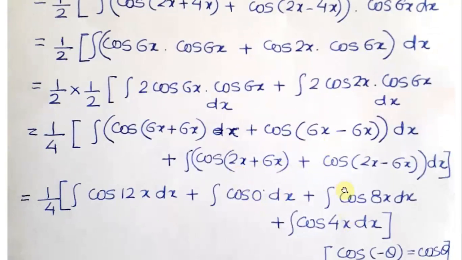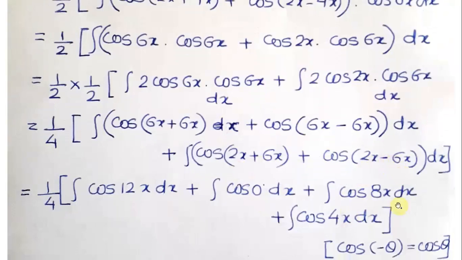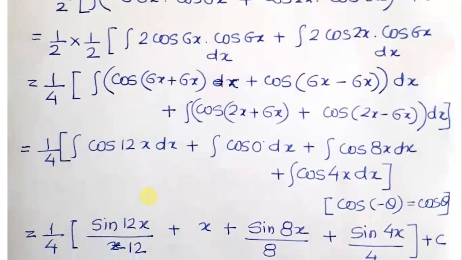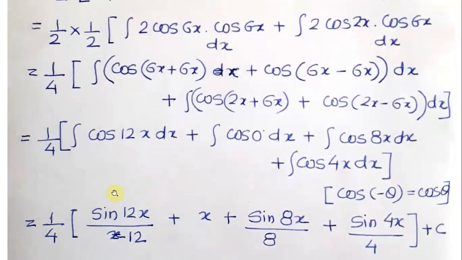2 plus 6 will become 8. 2 minus 6 will become minus 4. But as I told you earlier, cos of minus of theta is equal to cos theta. So minus 4 will become here plus. Now each and every integration I made separate also. So cos of 12x. So integration of cos x will be sin x. So it is coming sin of 12x, and 12x you differentiate. So differentiation of x is 1. So only 12 will remain.